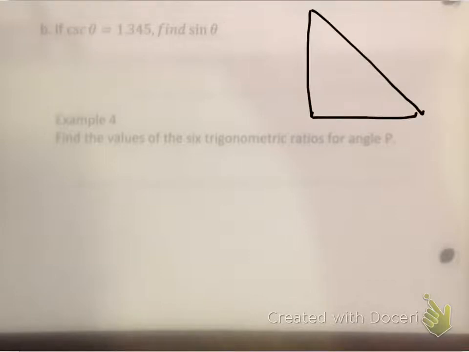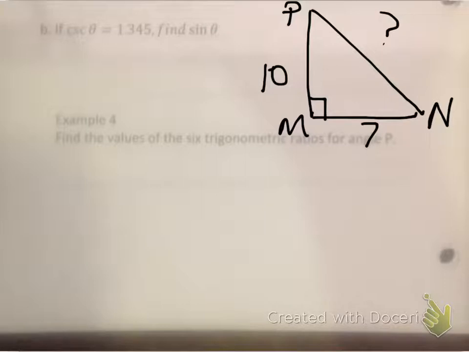And this is going to be NMP, our triangle. Here's our right triangle. This is 10, and this is 7. Okay, notice we're missing a side. We're going to need to know that side to be able to solve these problems. So we're going to have to figure out what that side is.